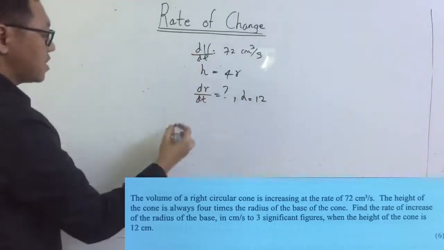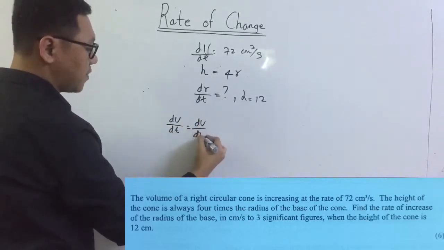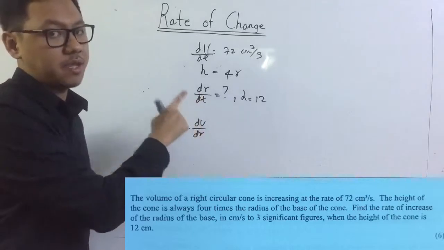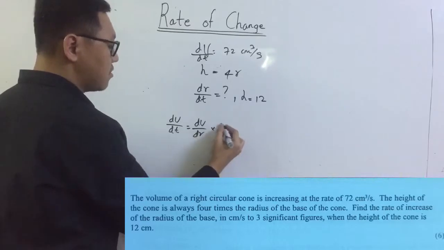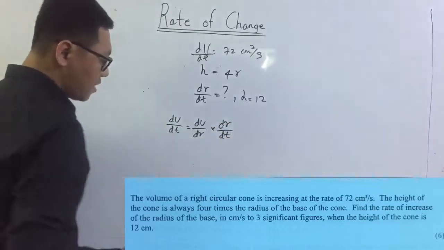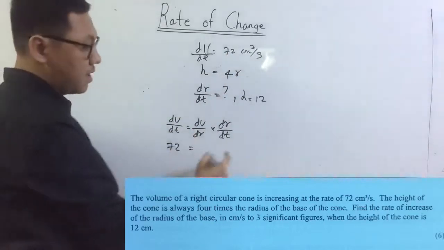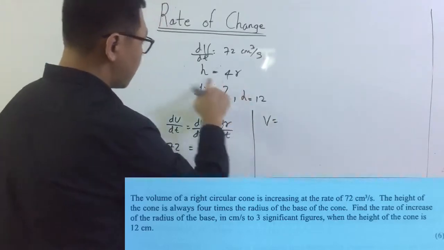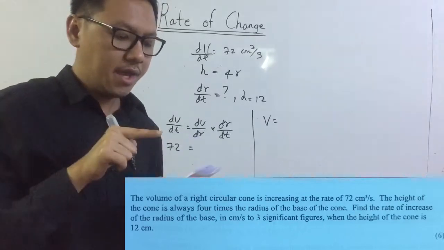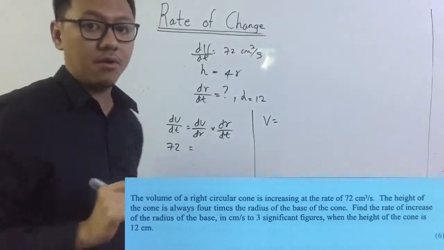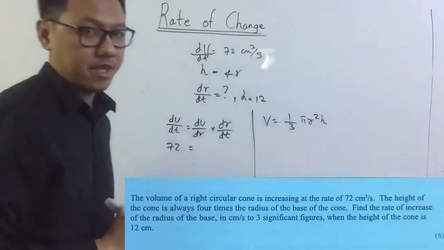Okay, let's do dV by dt here. dV by dt is equal to, I'm going to do it with dV by dr, because this one is dV by dr, not h anymore like the previous example. So dV by dt is equal to dV by dr times dr by dt. So dV by dt is here 72, and dV by dr we don't have that, right? They don't give the formula, but we can find it in the problem, which is the right circular cone. The volume of a right circular cone is 1/3 pi r squared h. We have to learn that by heart.